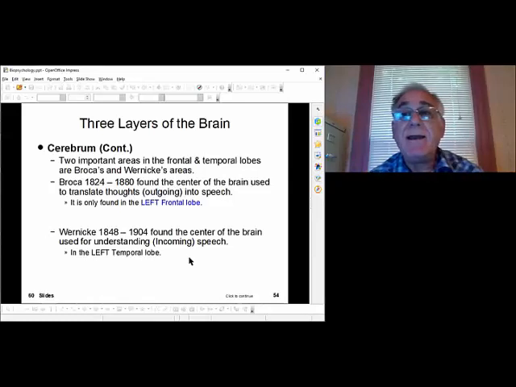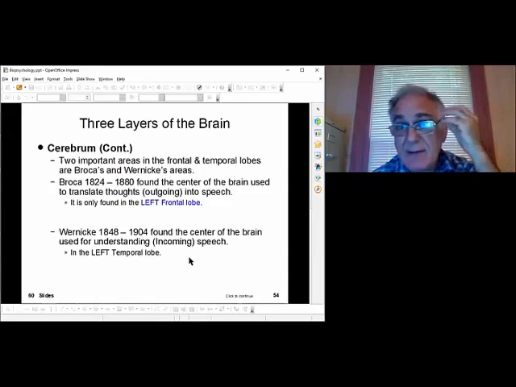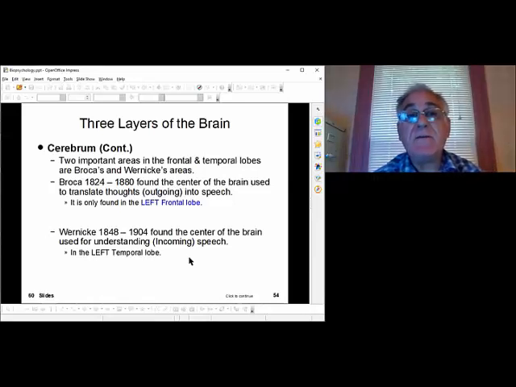And when they died, he did autopsies on them, and he found out they all had the same problem in their brain. One part of their brain was broken, was dead fibers. That area today is called Broca's area, and it's found to be the center for speech, used to translate thoughts into speech. Wernicke had the opposite problem.